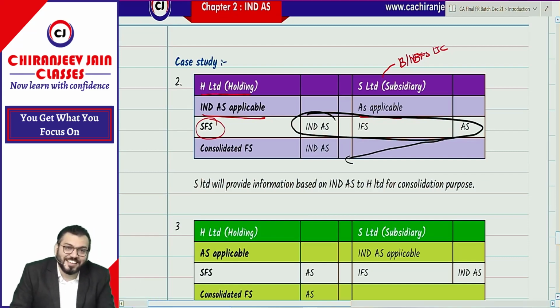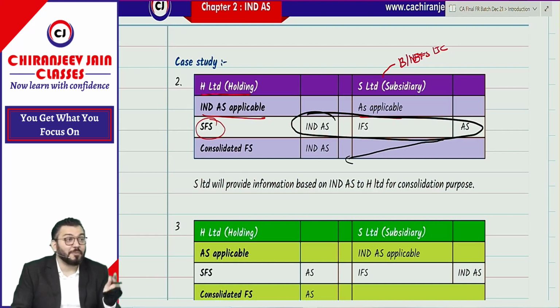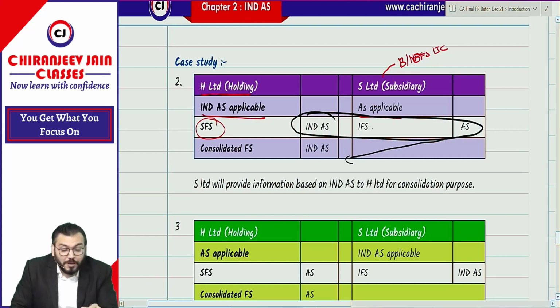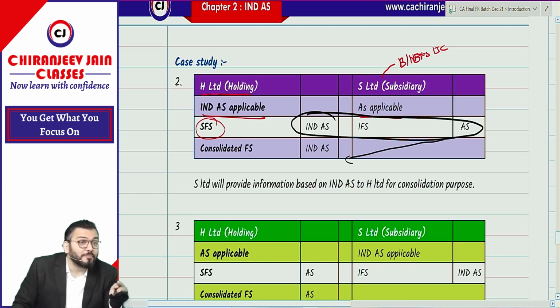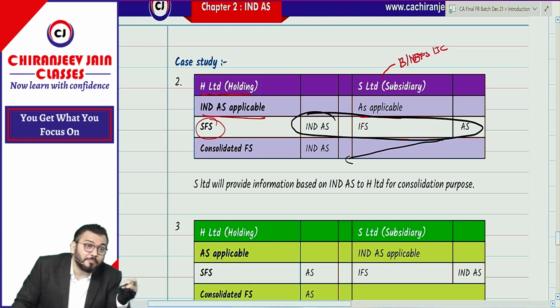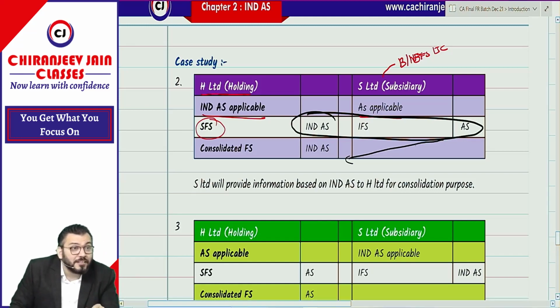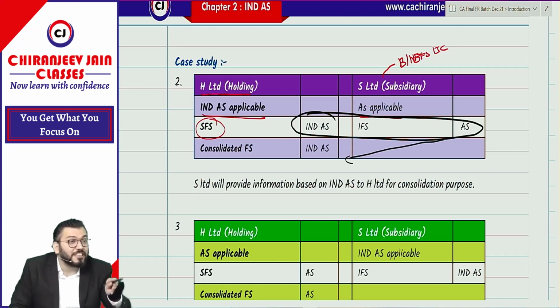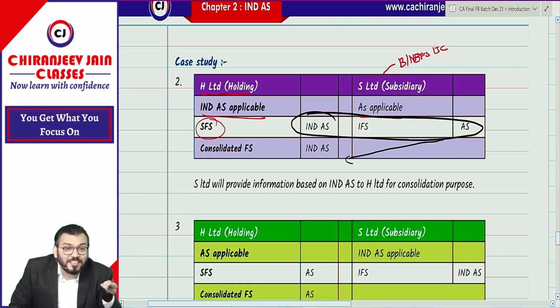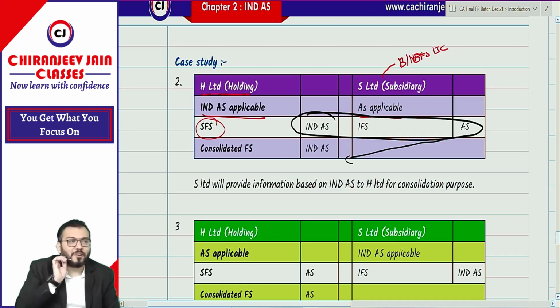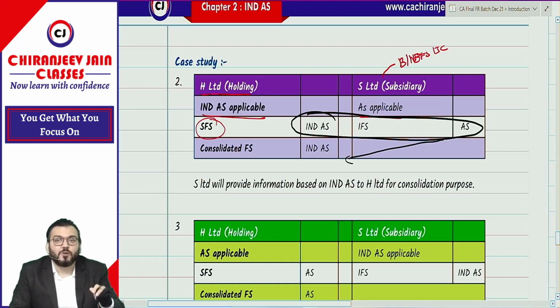It means indirectly Ind AS is applicable, but not for reporting purpose. They are reporting based on AS, and the Ind AS information is only for preparation of the consolidated financial statement. They are providing information to the parent company. Their financial statement is prepared based on AS only. For reporting purpose, they are using the accounting standard, but for consolidation purpose, they need to provide information to the parent company based on Ind AS. Understood? It means they will voluntarily adopt Ind AS.